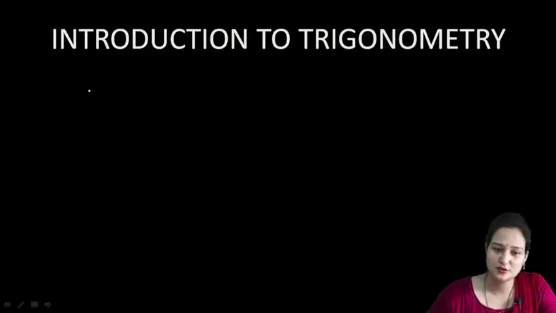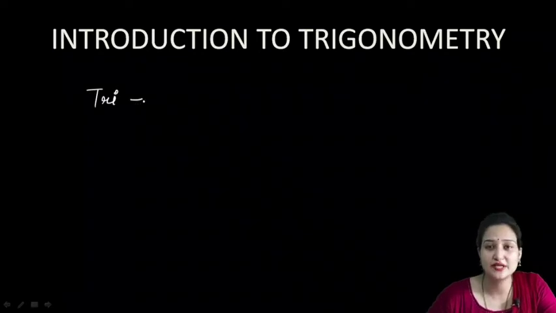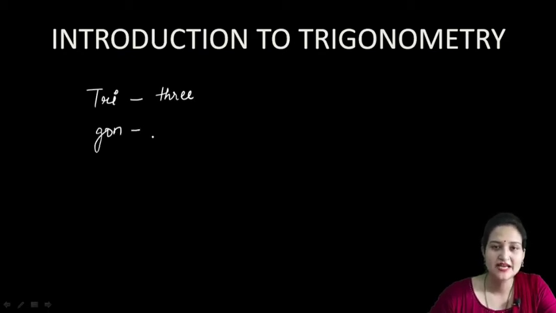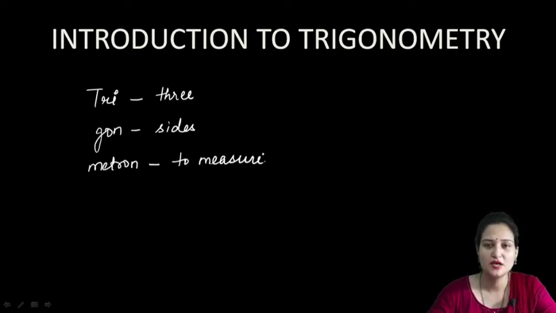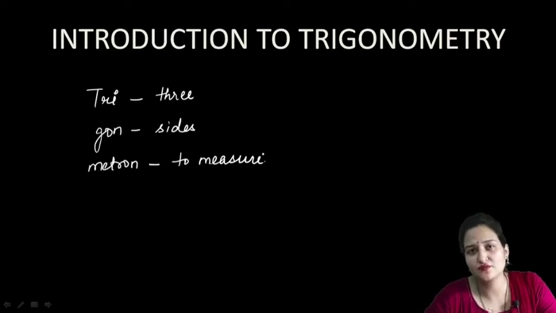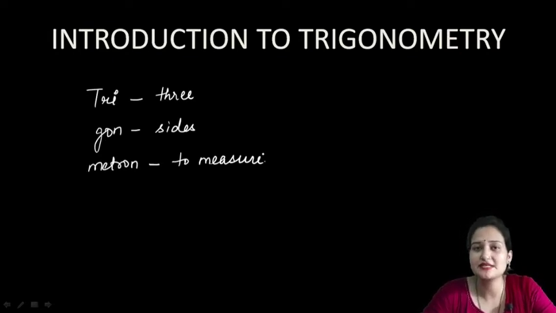First one is tri. It means 3. Second one, gon. It means side or sides. And the third one is metron. It means to measure. With the combination of 3 words, what do you mean? It means the measurement of the 3 sides.